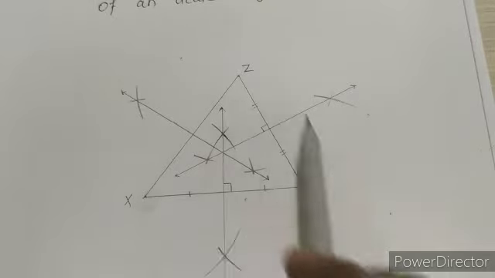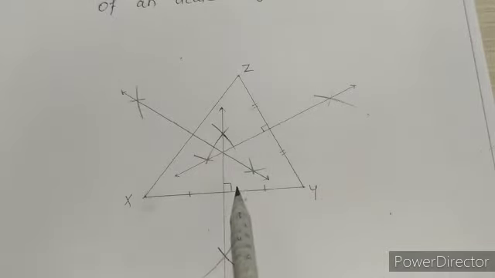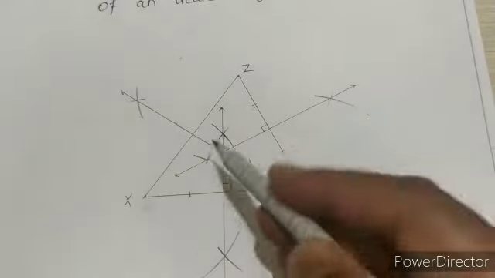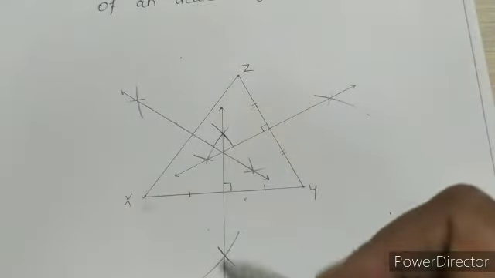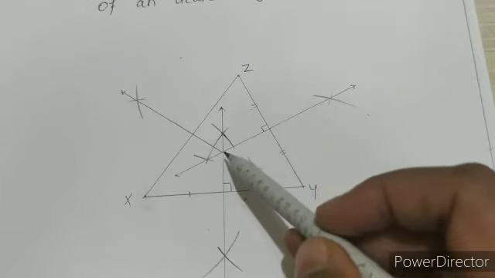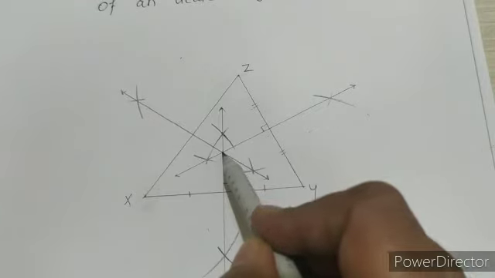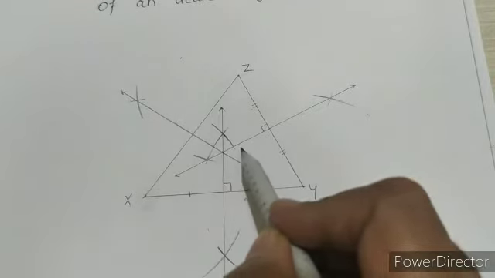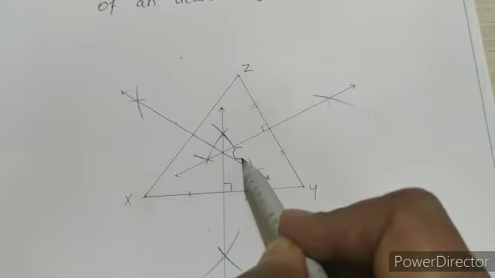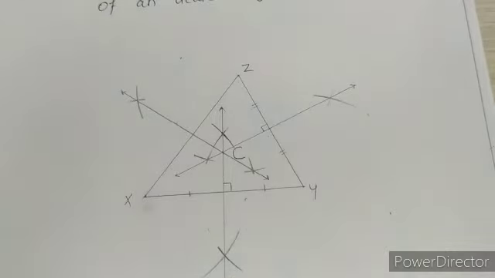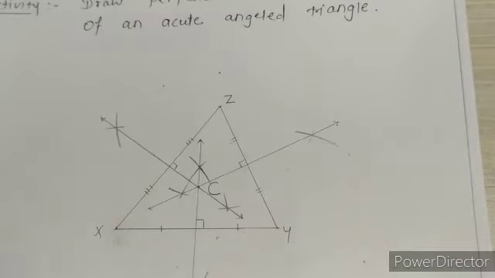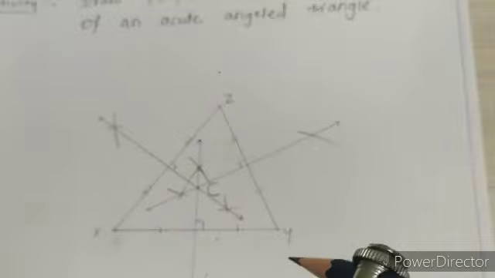Now observe this and see that these three perpendicular bisectors are concurrent. That means they are passing through a point, and that point is labeled as C. This is the point of concurrence. Now measure the distance between C and the vertices of the triangle. Here the vertices are X, Y and Z. So we will measure the distance.